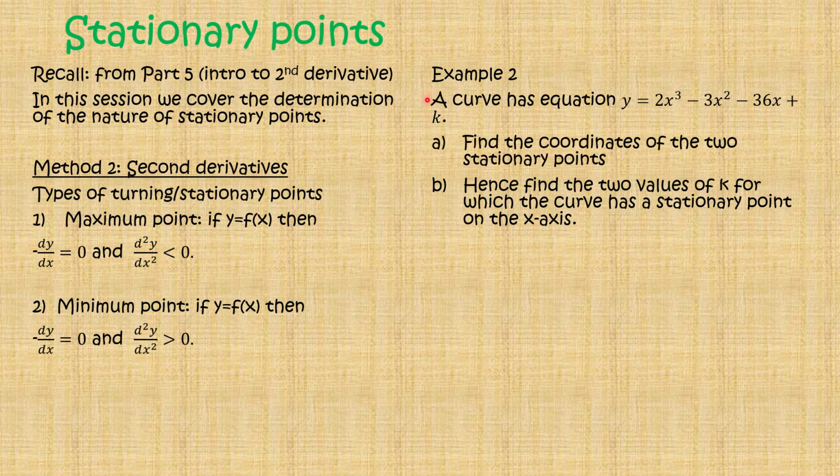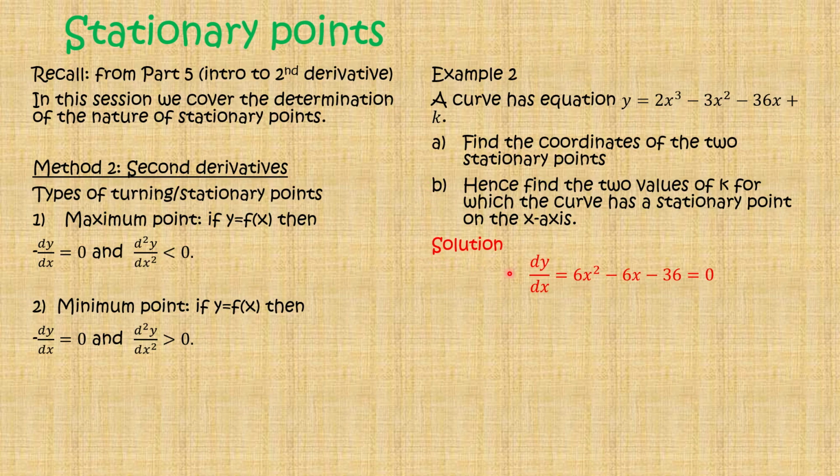Let's take a look at example 2. A curve has equation y equals 2x cubed minus 3x squared minus 36x plus k. A. Find the coordinates of the two stationary points, and B. Hence find the two values of k for which the curve has a stationary point on the x-axis.